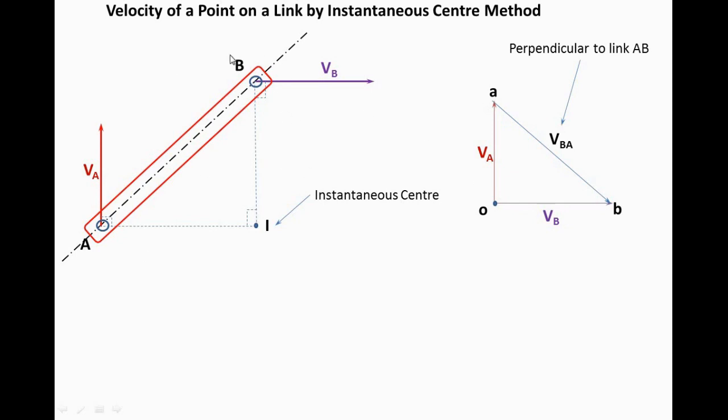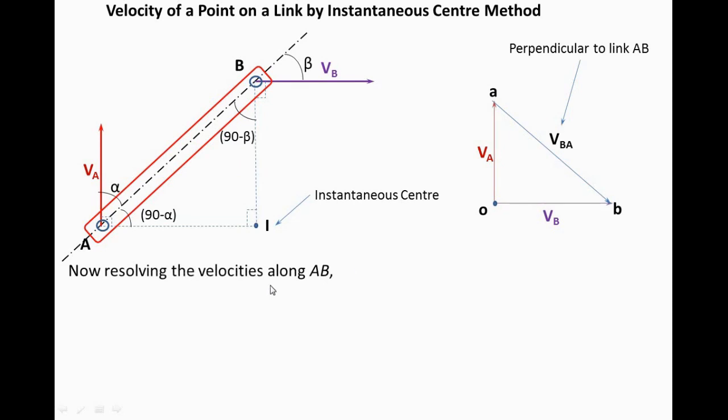Now I am going to tell the method of calculating the velocity by the instantaneous center method. Here we can see that alpha is the angle made by the velocity vector VA with the link, and beta is the angle made by the velocity vector VB with the same link, or with the axis of the link. So in triangle ABI, this angle is 90 minus alpha, and this angle is 90 minus beta, because this one is beta and this one is alpha. This one is 90 degrees.